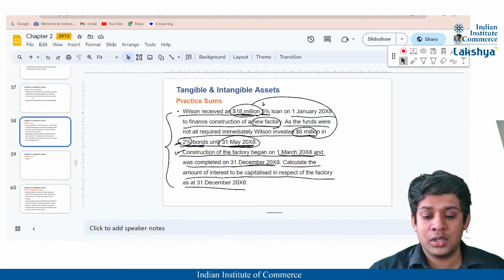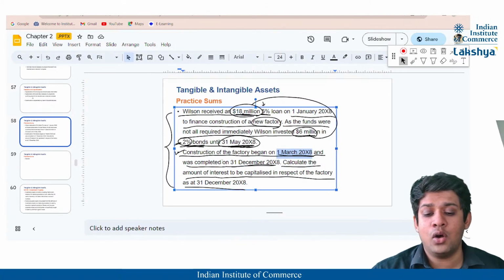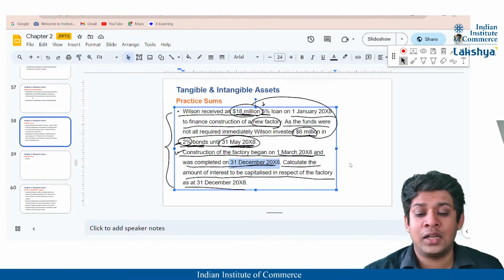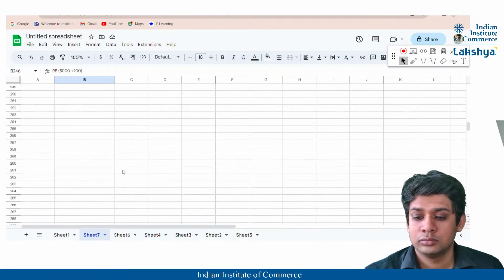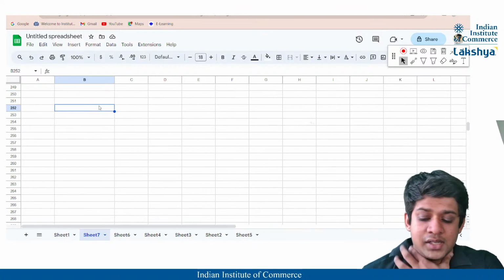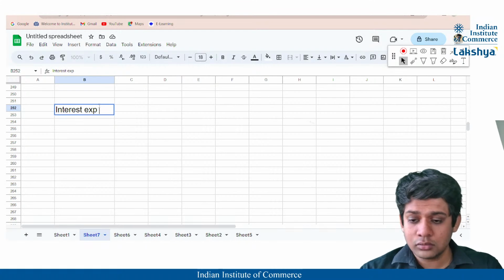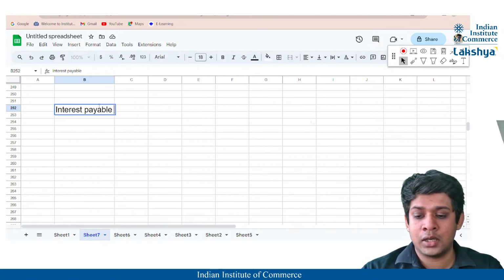Right? Firstly, just remember the dates, just keep them in mind: the construction began on 1st March 2018 and it ended on 31st December. So all of the interest income and expense we are just going to capitalize during this period. Firstly, guys, what is the interest payable that we are supposed to capitalize, correct?